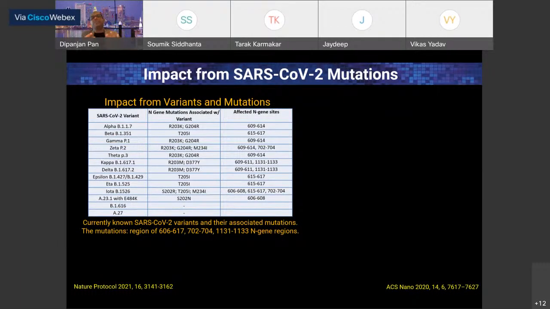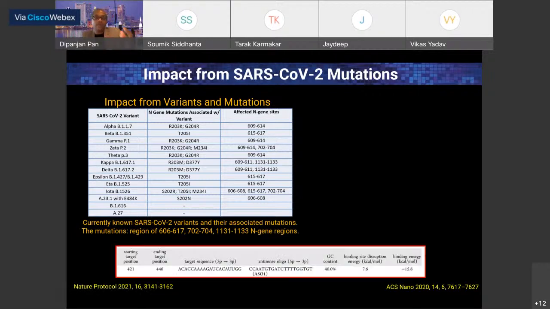Now, the question is, how can we make sure that there is no impact from SARS-CoV-2 mutations? So we meticulously looked at the impact from variants and mutations. On the left side, you can see the SARS-CoV-2 variants. These are all currently known variants, including the Delta variant. And these are the N-gene mutations associated with the variant. On the right-hand side, you are looking at the affected N-gene sites. For example, these are from 609 to 614, then 702 to 704, and I think some of them are from 1131 to 1133. So these are the regions that are undergoing mutation.